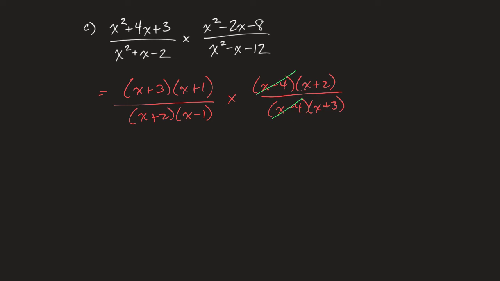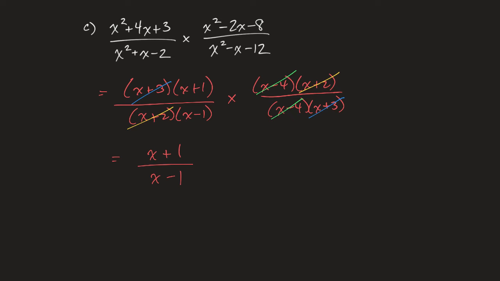I have an x minus 4. Those can divide out. Ooh, I have x plus 2s. Those can divide out. And I have x plus 3s. Those can divide out. So in terms of my solution, the only things that couldn't divide out because they didn't have common factors were my x plus 1 and my x minus 1. Nice. Okay, we're not going to forget about our restrictions.